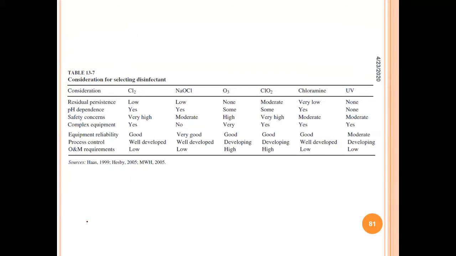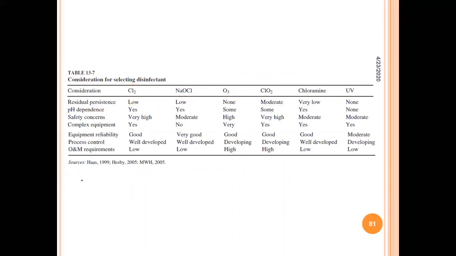And we have some considerations for selection of disinfectant: chlorine or sodium hypochlorite, ozone, chlorine dioxide, chloramine, UV. Whether it produces residual persistence: chlorine is low, sodium hypochlorite is low, ozone is none, chlorine dioxide is moderate, chloramine is very low, UV does not have any. So ozone and UV don't have any residual persistence.